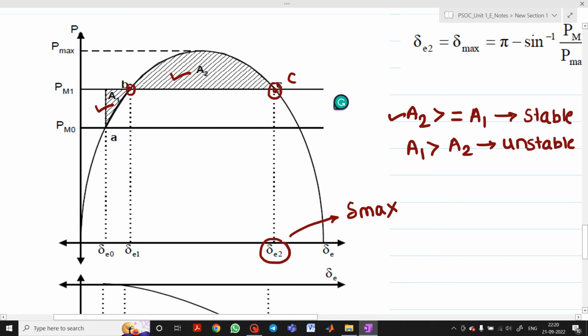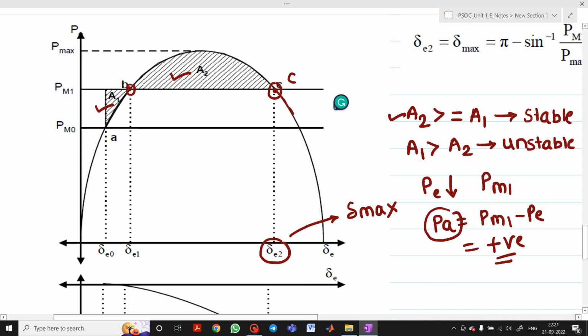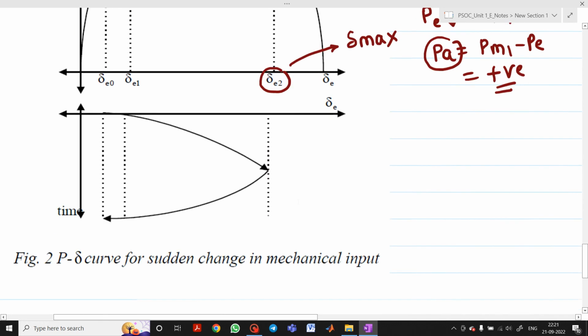Suppose your delta starts increasing after this point. After point C, your PE will reduce, but PM will be constant, at its maximum value. So if PE is reduced and PM1 is maximum, then PM1 minus PE will give a positive answer, meaning it will again go into accelerating mode. And if it goes into accelerating mode, the system will be unstable.